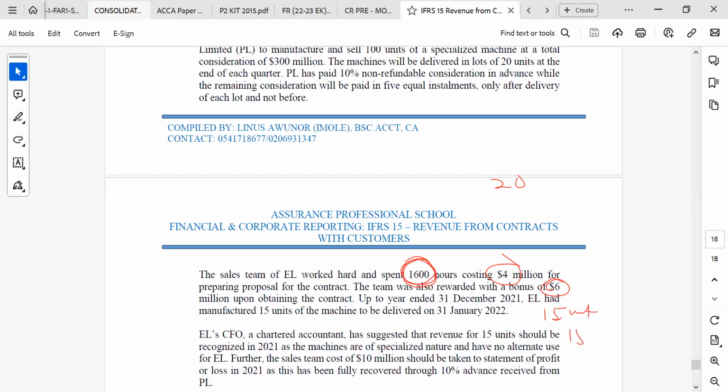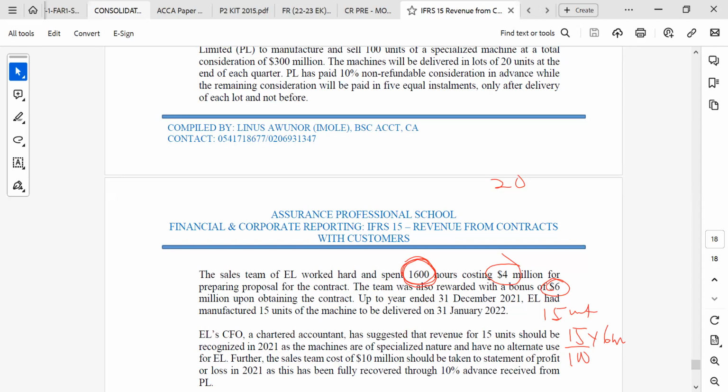So we just do the 15 over 100 times 6 million. If the delivery is going to be equal, if it is 20 out of 100, then we do 20 over 100 times 15. It means that we are recognizing revenue on the 20. So what portion of the 6 million will be for the 20?